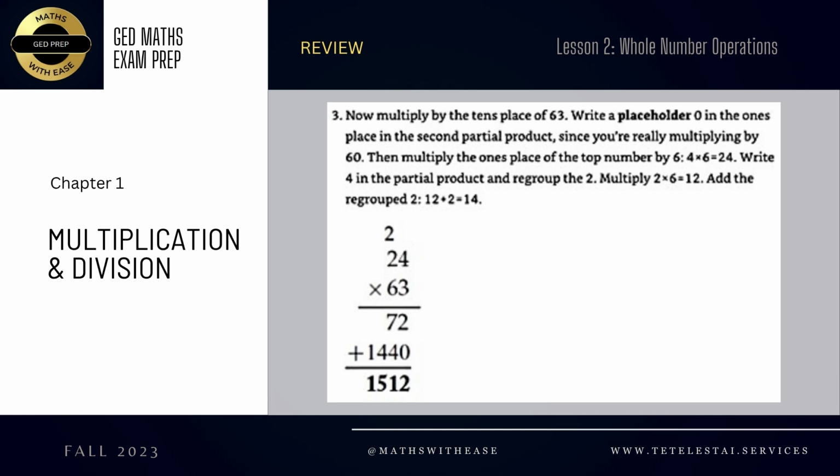We move over to 6. 6 times 4 is 24. You write down 4 and carry your 2. 6 times 2 is 12, plus the 2 that you carried over is 14. So we would have 1440 here, right? And then you just proceed to add 72 plus 1440, gives you 1512.